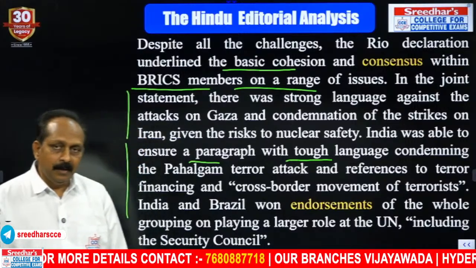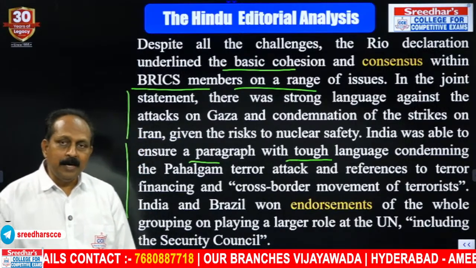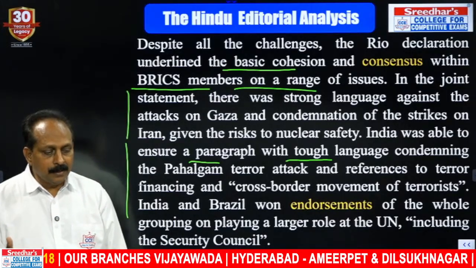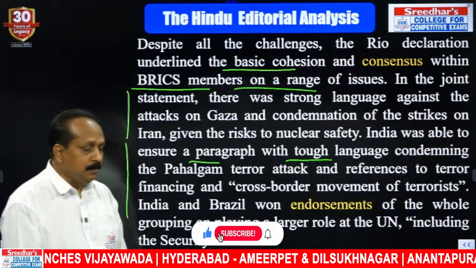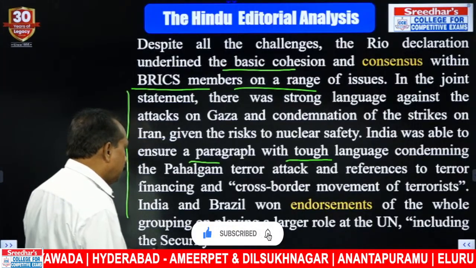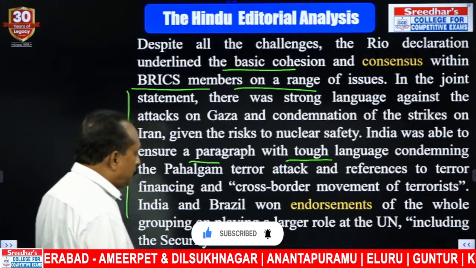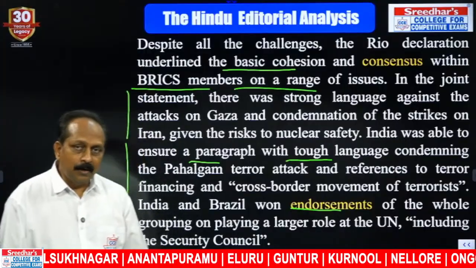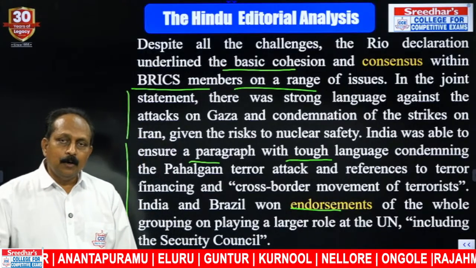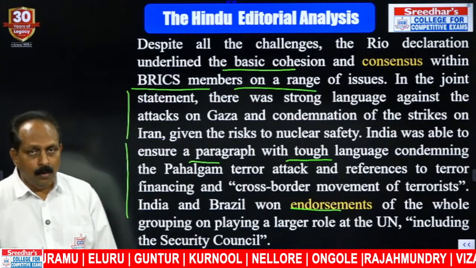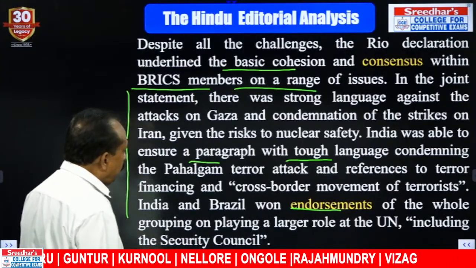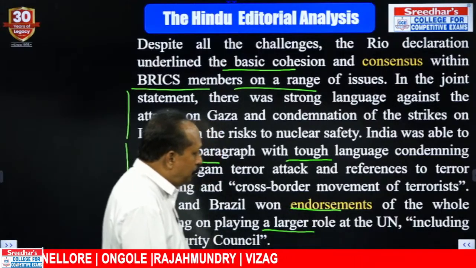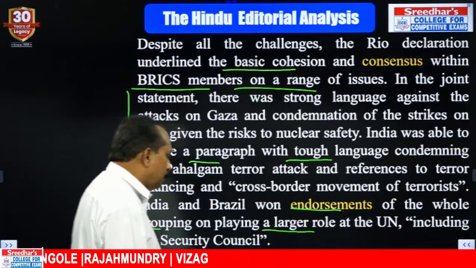In the joint statement, India could squeeze in a little space and one paragraph with tough language against terrorism. Obviously, India does not encourage terrorism, does not indulge in terrorism. India and Brazil won endorsements. Endorse means what? Publicize, support. In this context, they got the support of other members to play a vital role, a crucial role. The sentence talks about that. India and Brazil won endorsements of the whole grouping on playing a larger role at the UN, including the Security Council.